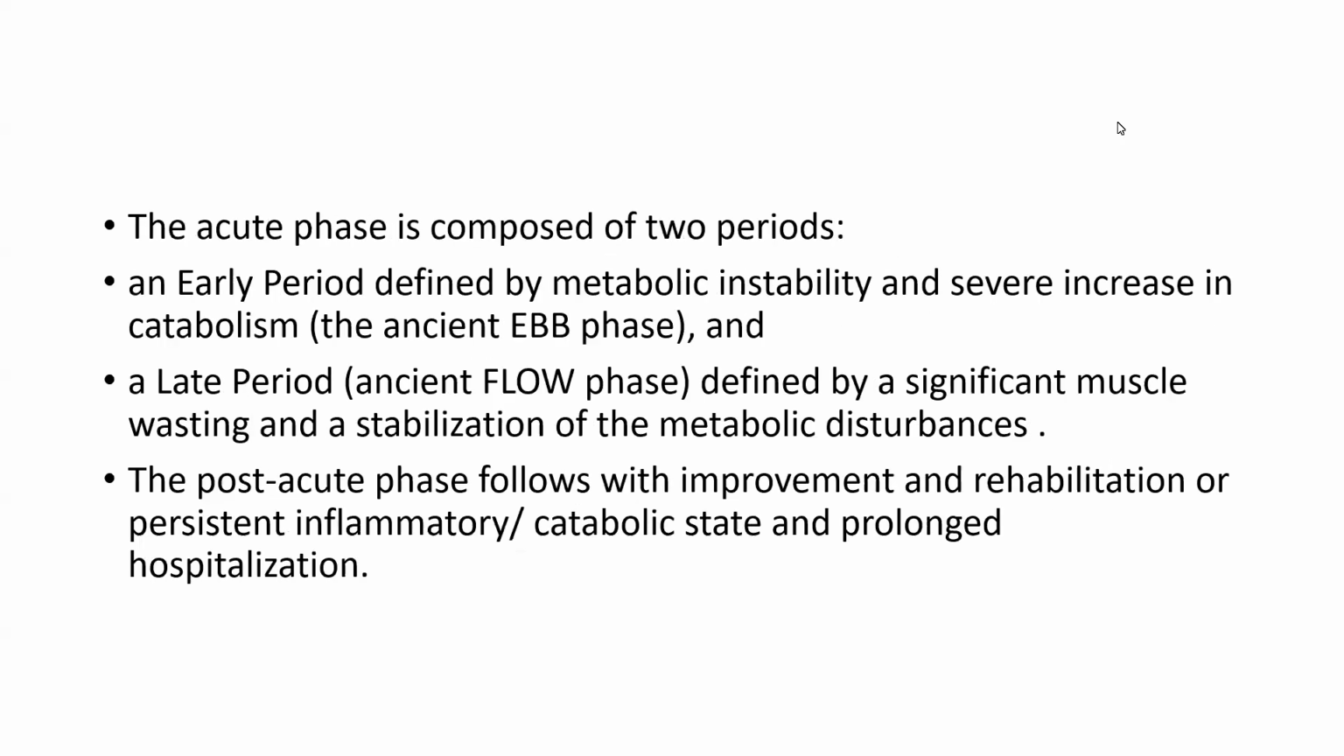The acute phase is composed of two periods. The early period is defined by metabolic instability or severe increase in catabolism, that is the ebb phase, and the late phase, that is the flow phase, is defined by significant muscle wasting and stabilization of the metabolic disturbances. The post-acute phase follows with either improvement and rehabilitation, or persistent inflammation and catabolic state with prolonged hospitalization.